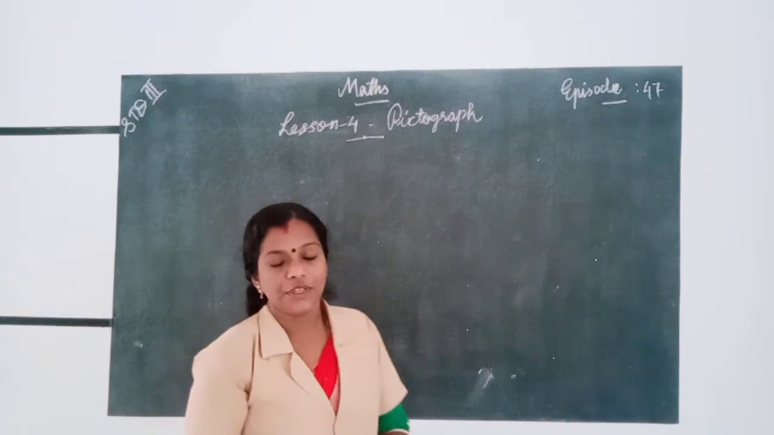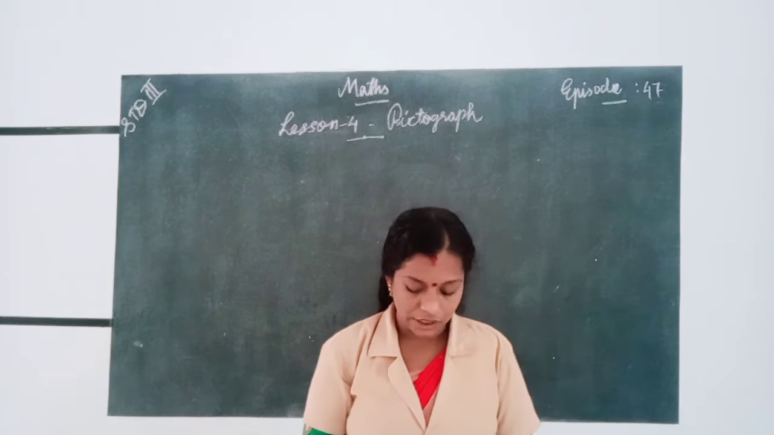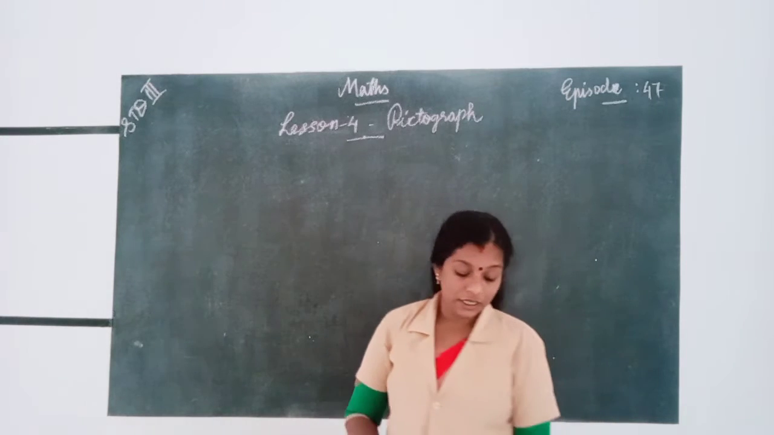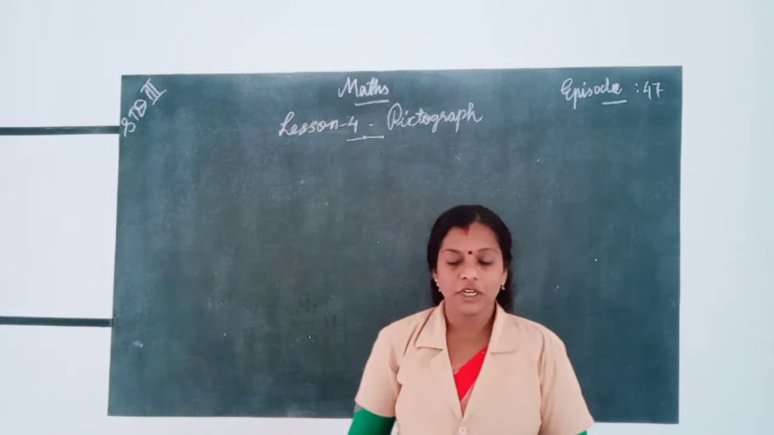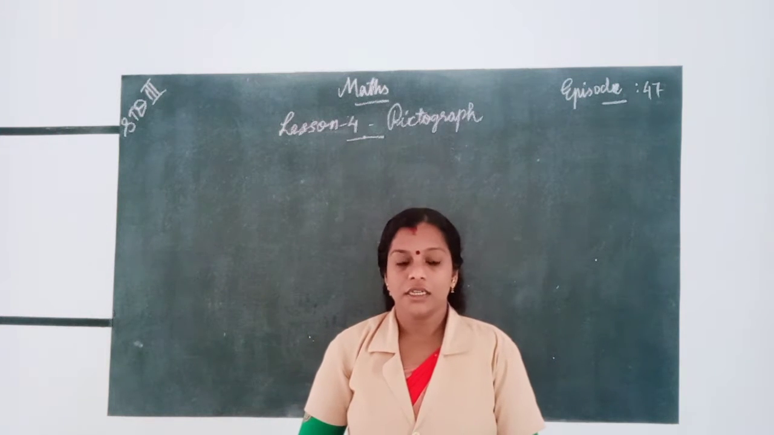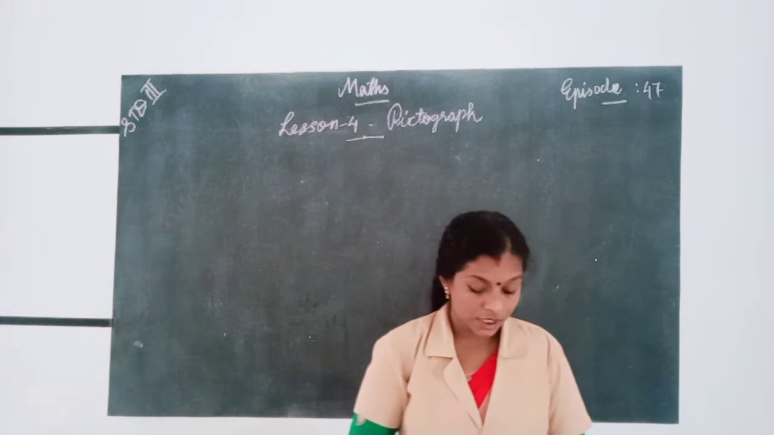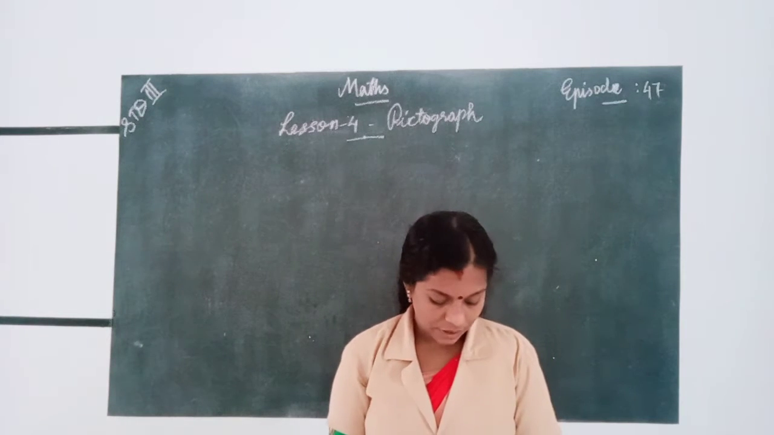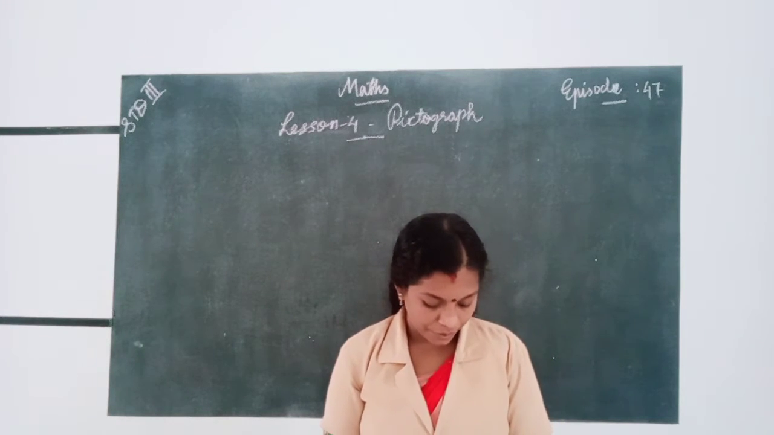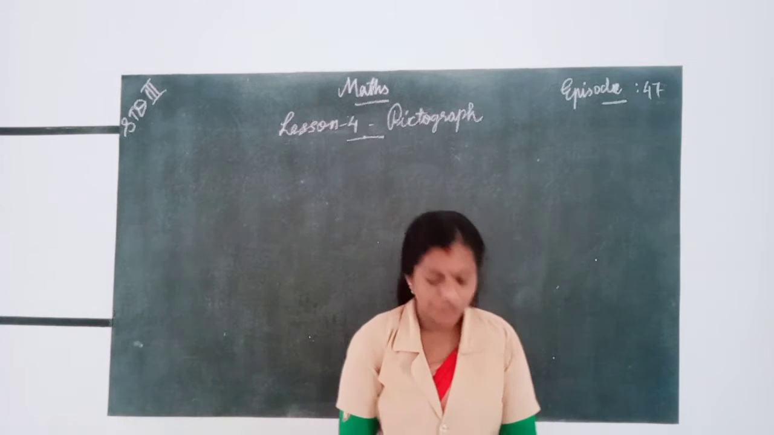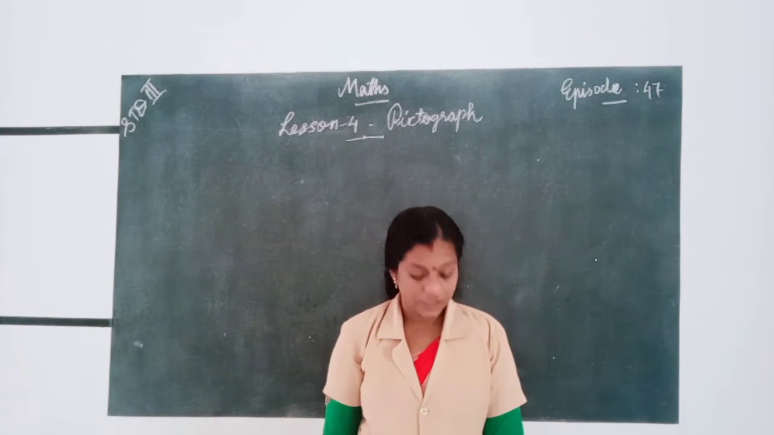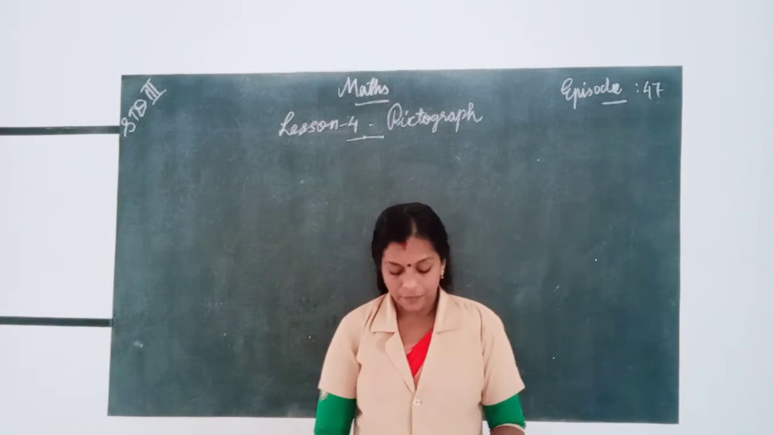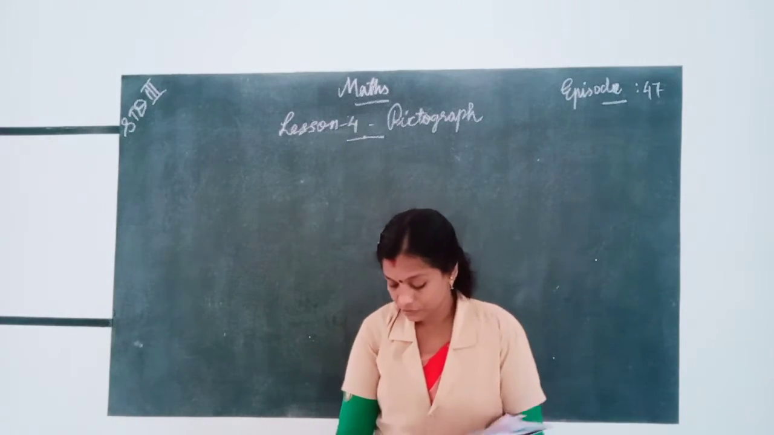What is a pictograph? In second standard, you already learned some pictographs. A pictograph is the pictorial representation of collected information or data. It's known as a pictograph. So, in this lesson, some questions are there for you. I will show them in your textbook, page number 92. Okay, I will show it before you.